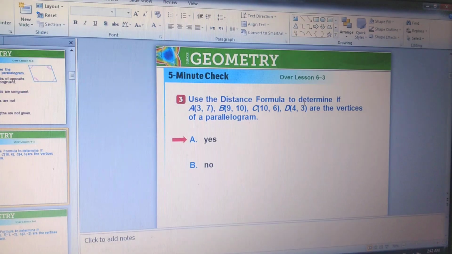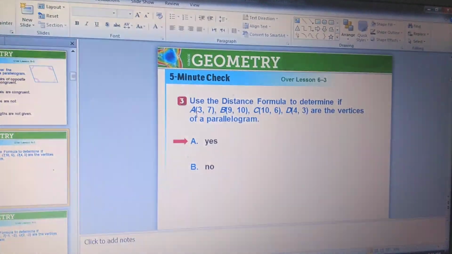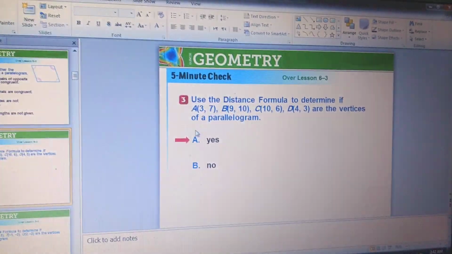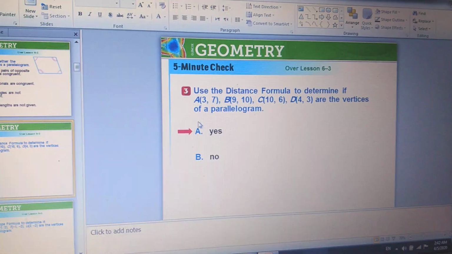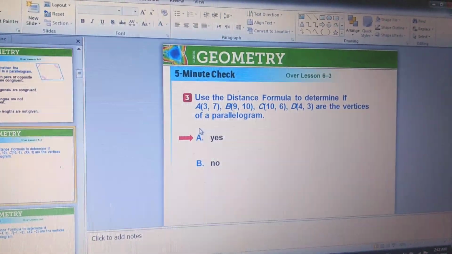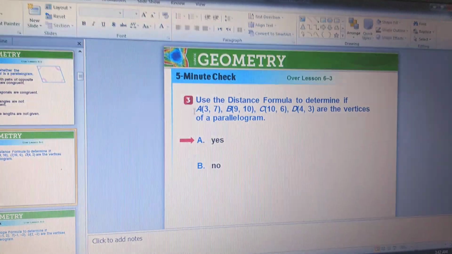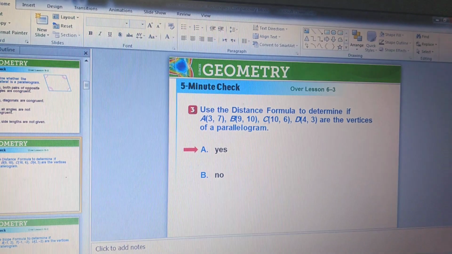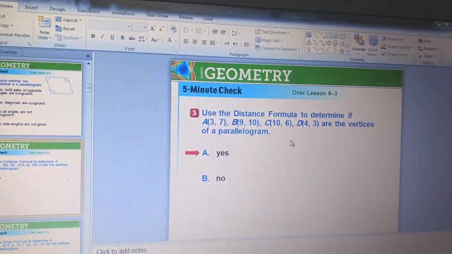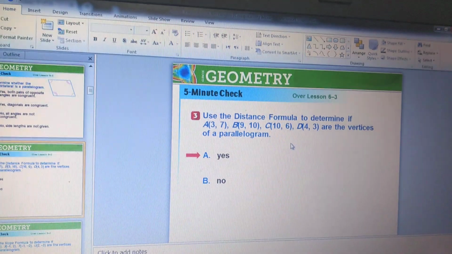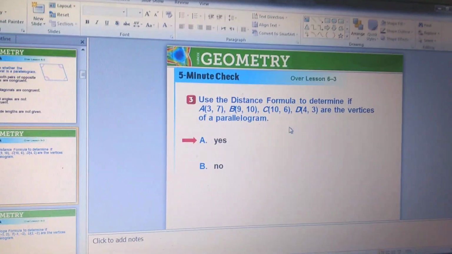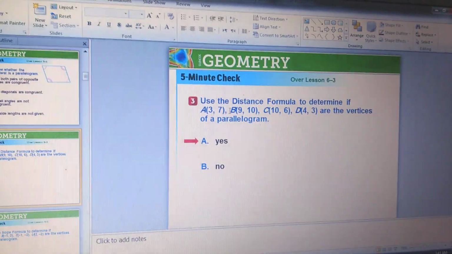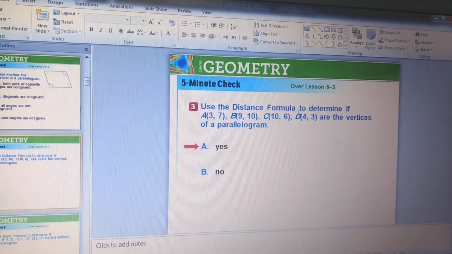Use the distance formula to determine if A(3,7), B(9,10), C(10,6), D(4,3) are the vertices of a parallelogram. Here I must find that opposite sides are congruent. I find AB and CD, then I find BC and AD. Of course, you will have each pair of opposite sides congruent. Again, I repeat the sides: AB and CD, then BC with AD.